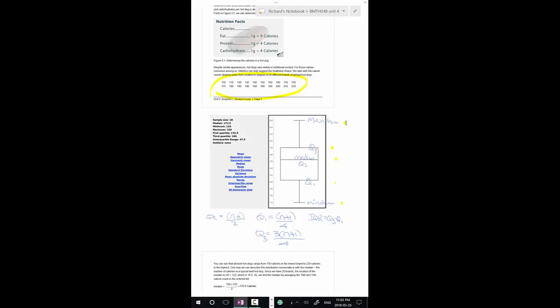To calculate Q2, the median, it's what you've learned previously, where you take the number of terms, add 1, and divide by 2. And that's how you calculate the median. The interquartile range, the IQR, is calculated by taking the value of the third quartile and subtracting the value of the first quartile. That gives you the interquartile range.